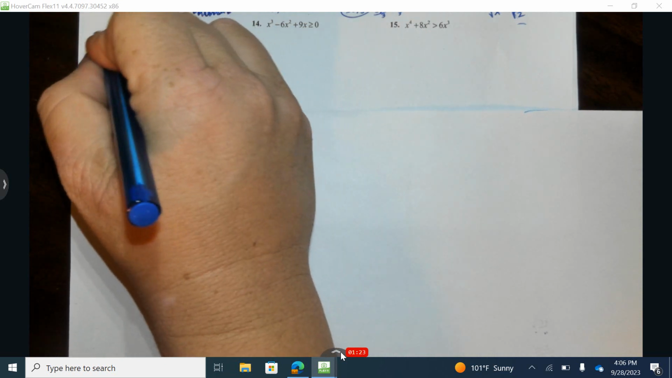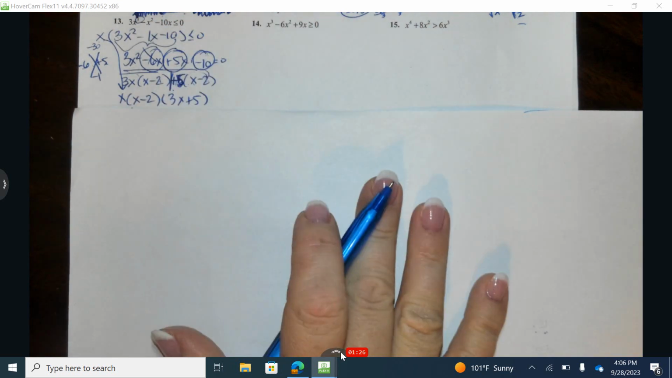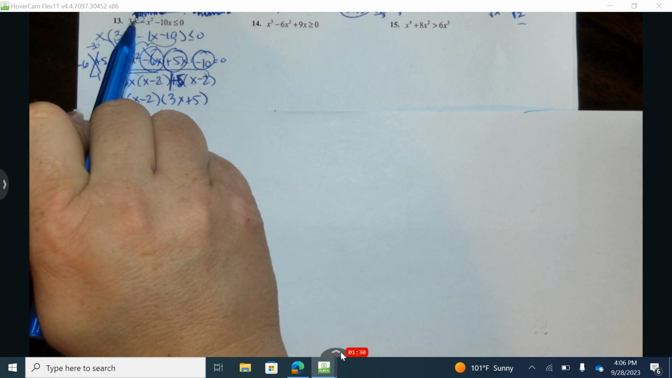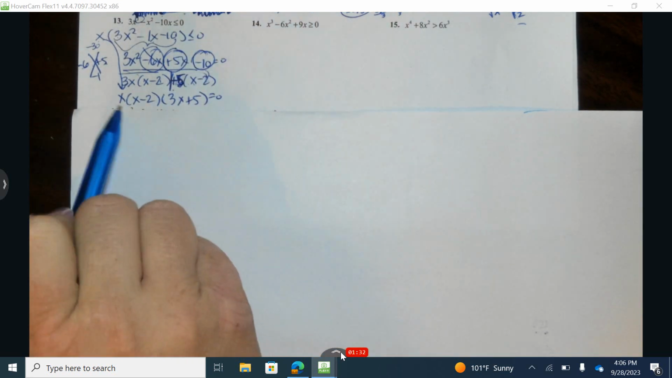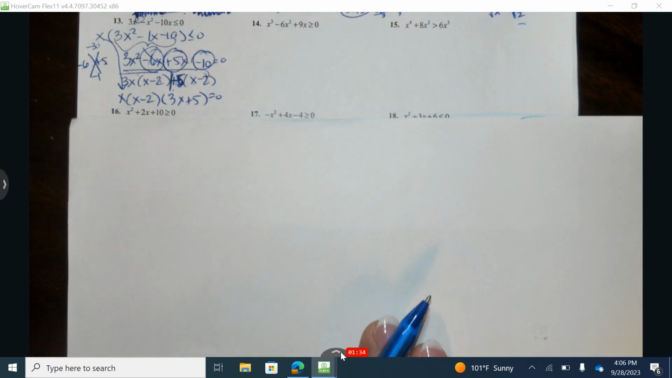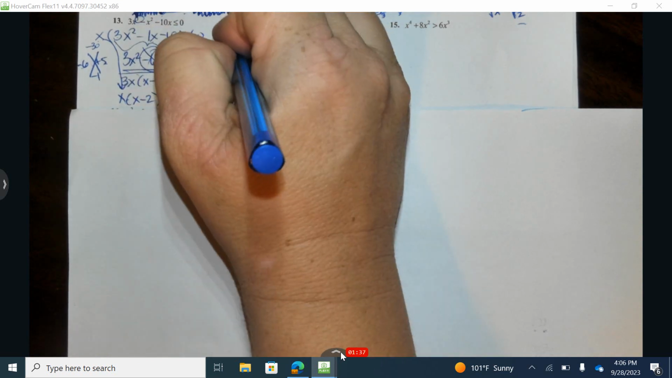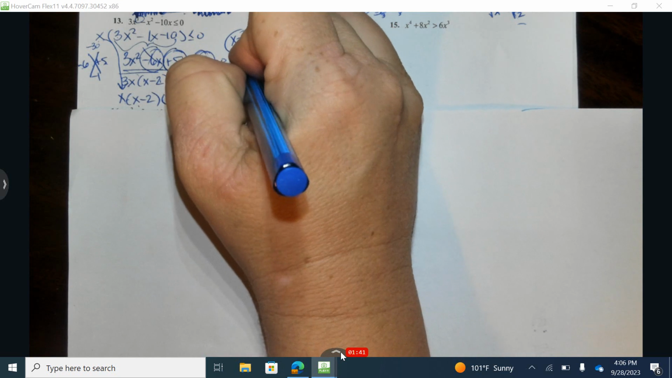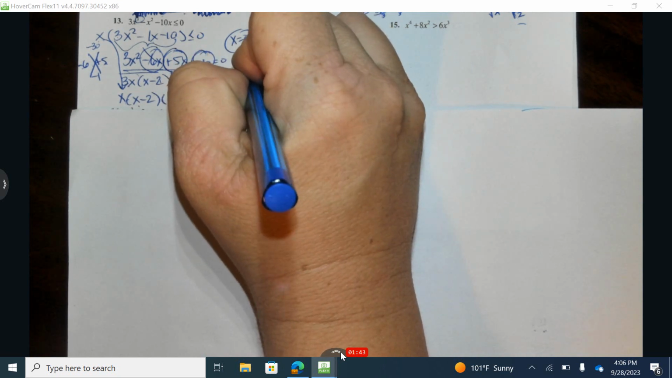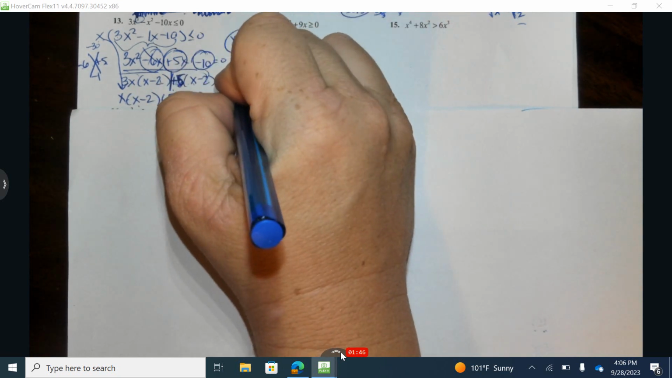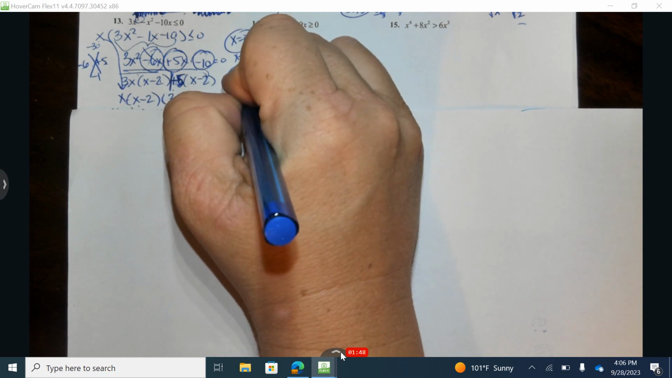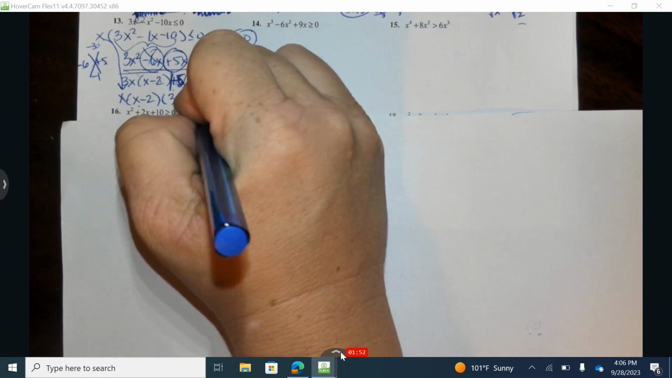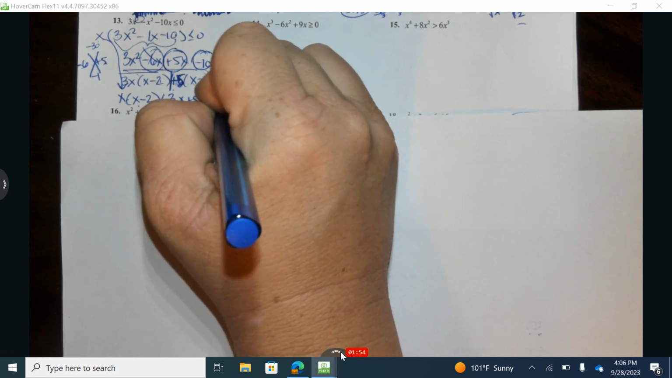But don't forget, we factored out an x right away. We factored out an x, so keep that in mind. We're looking at 3 different solutions. I'm going to set each one of these equal to 0, and I'm going to solve. So the first one is x equals 0. That's one solution. Then I have x minus 2 equals 0. When I add 2 to the other side, I get x equals 2. That's a second solution. 3x plus 5 equals 0. I subtract 5 to the opposite side first and divide by 3 to get x equals negative 5/3.